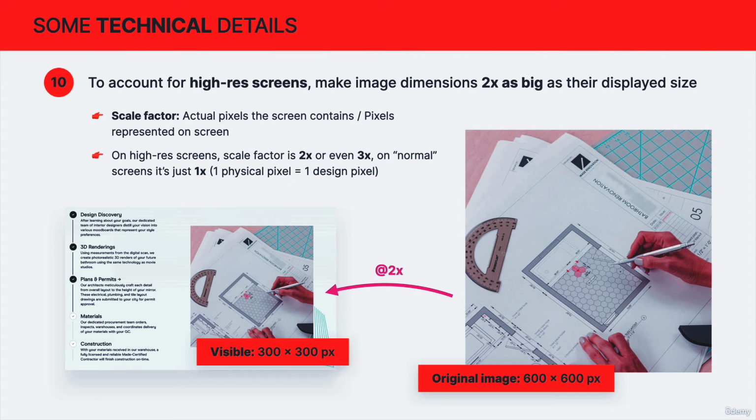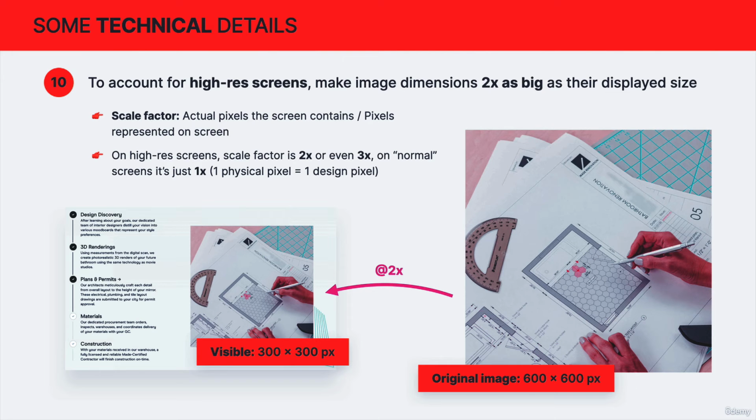Now, what I just explained here really just scratches the surface of how high-resolution or high-density displays work, but it should be enough to understand the point of this rule. So you don't need to know the technical details, but you need to know the rule, okay? Anyway, this is the reason why we need to make our images twice as big as we want them to be displayed on the page.